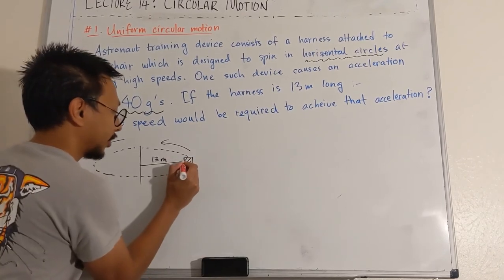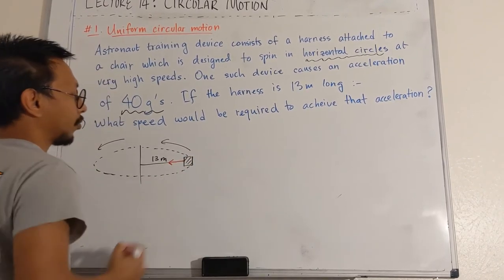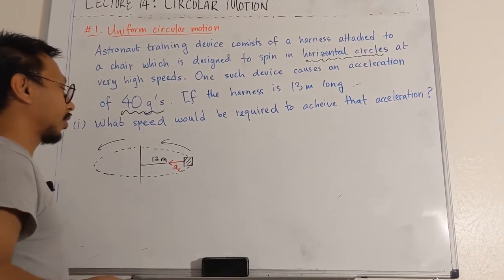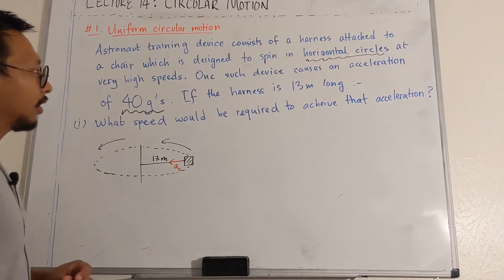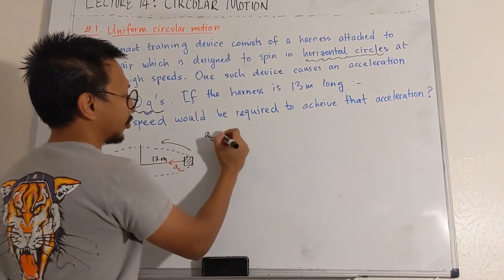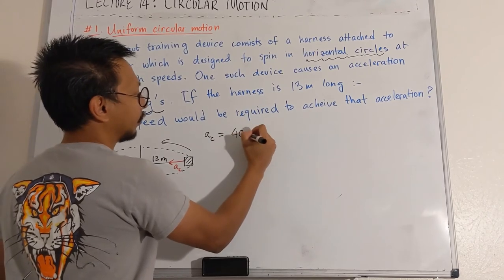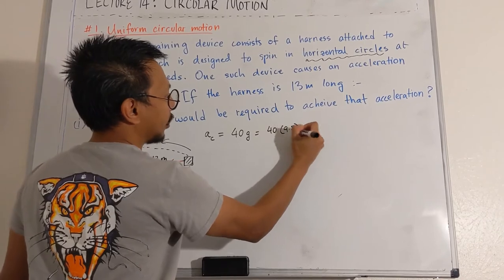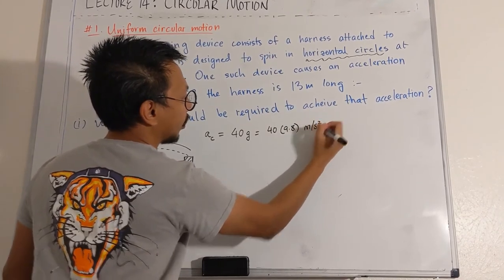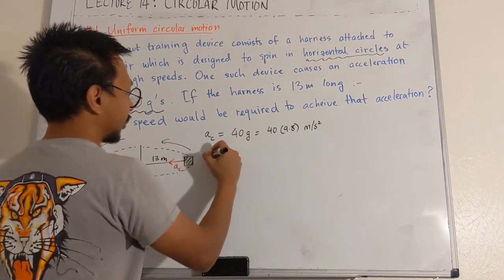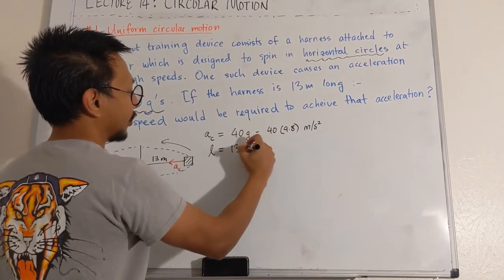This centripetal acceleration will always be pointing towards the center. Okay, then let me note down what we know. We know that the centripetal acceleration produced by this device is 40 g, which is 40 times 9.8 meters per second squared. What else do we know? We know that the harness has a length of 13 meters.